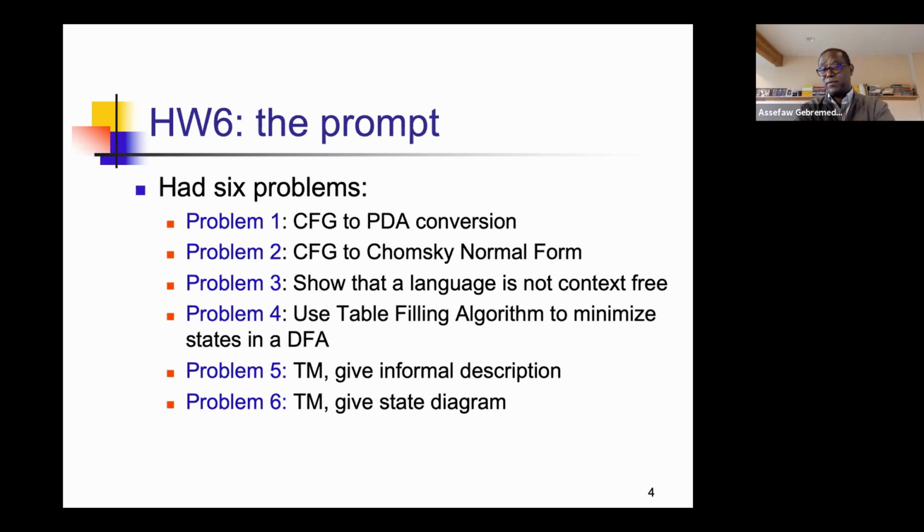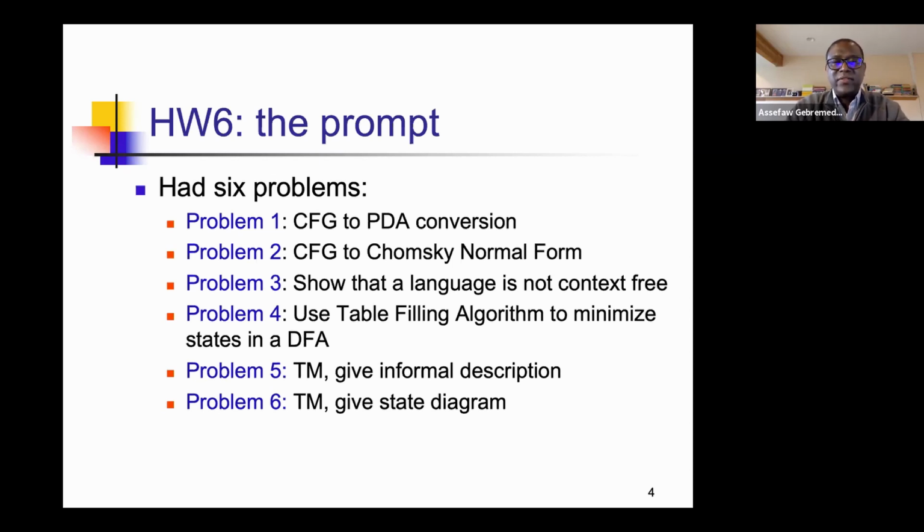So that was problem number 4, table filling algorithm to minimize states in a DFA. Problems 5 and 6 were on Turing machines. One of them asked you to give an informal description and the other one asked you to give a state diagram. These were the questions, and if we need to say more about the problems, we will.